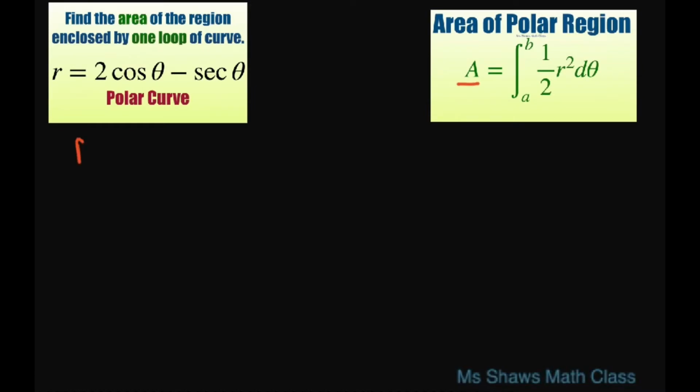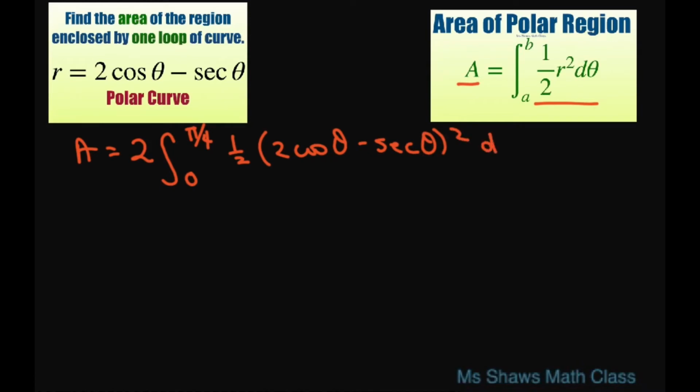Our area is going to equal, and you're going to multiply this by 2 to get both the upper and lower part of the curve. And we're going from 0 to pi divided by 4 for our limits. So using your formula here, this is going to be 1/2 times the integral of 2 cosine of theta minus secant of theta squared d theta. All right, let's expand all this. The 1/2 times 2 is just going to be 1, so that goes away. We have 0 to pi divided by 4.